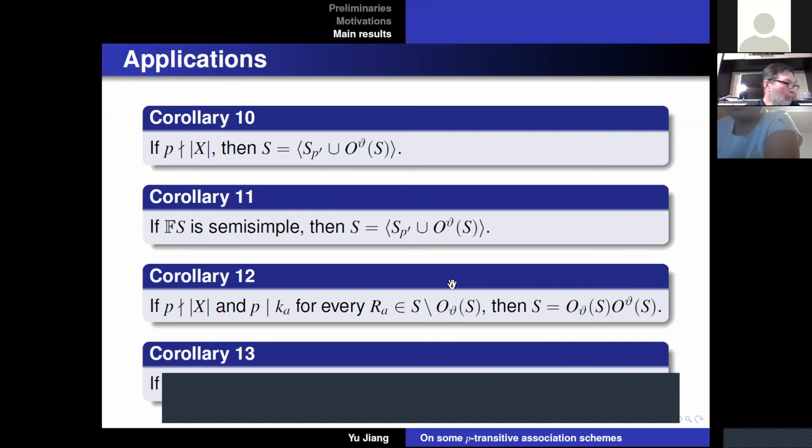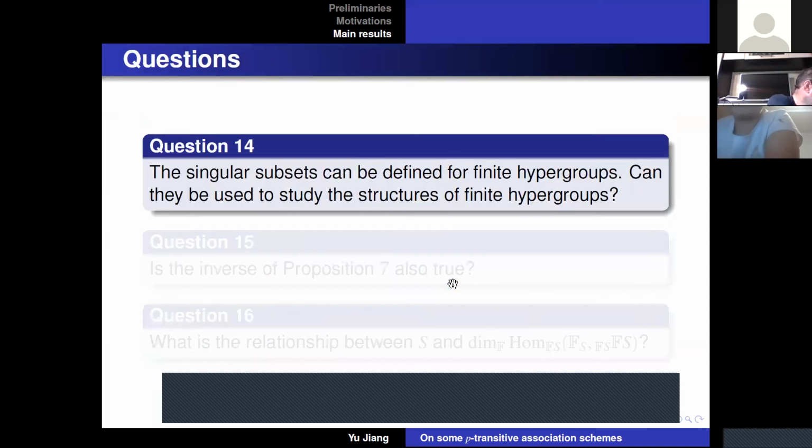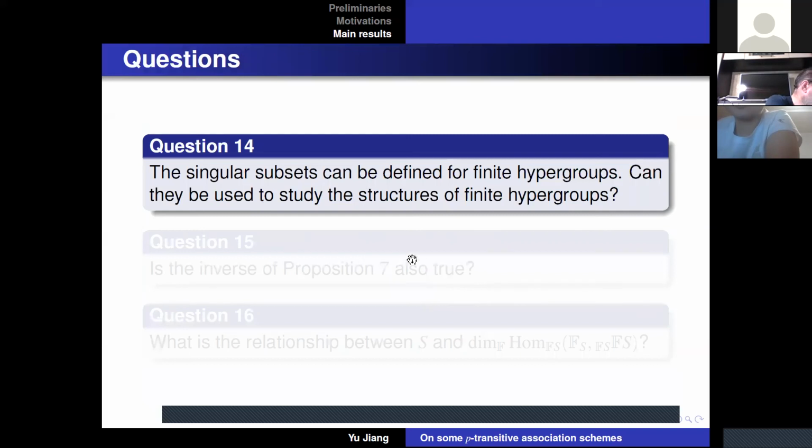And next, we consider some questions. The first question is that in this work, we define the singular subsets, but singular subsets can be defined for finite hypergroups. Because for finite hypergroups, in the sense of Jiang, we can define thin residual, thin radical, and thin elements. And so singular subsets can also be defined for finite hypergroups. Can they be used to study the structures of finite hypergroups? For me, this should be an interesting question.